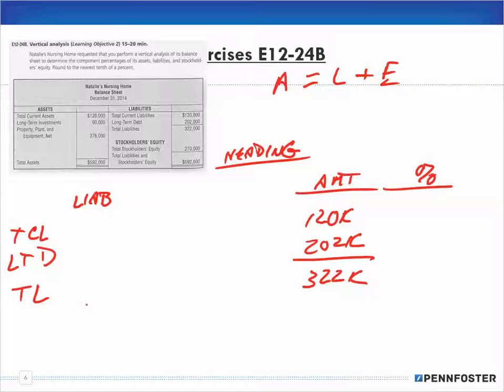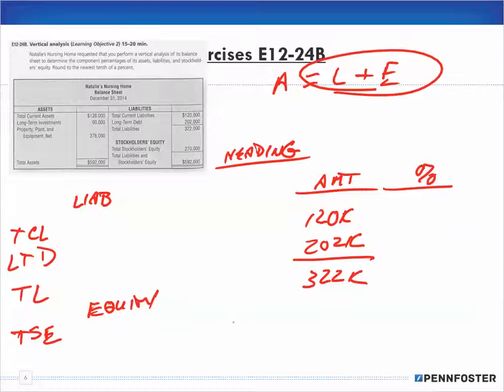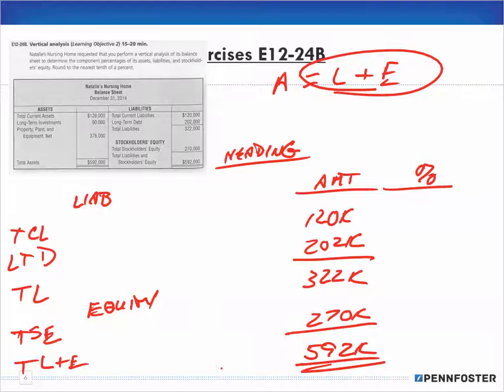Okay, so yeah, I have my liability section here, but I also have to put in my equity section, right? Because why? I need liabilities plus equity, right? So I have total stockholders' equity, which is 270,000, and then I have my total liabilities plus equity of 592,000. Okay, and that's the number we need in order to calculate all these percentages, because that's going to be the base, 100%, right? So I'm still using the 592,000.